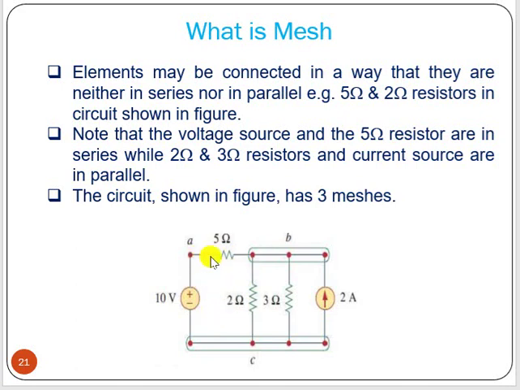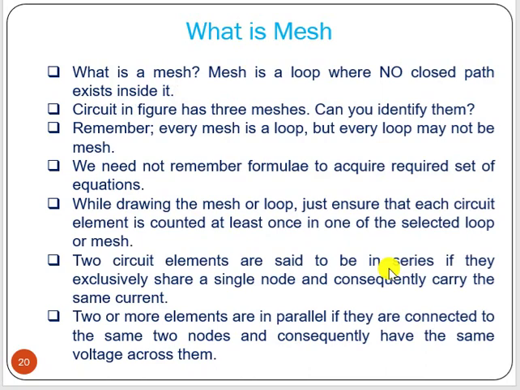Inside this mesh there is no other loop. We cannot take A, B, 5 ohm resistor, 3 ohm resistor and then the voltage source as a whole as a mesh. Why? Because it contains another loop inside. But if we take this one, it doesn't have any loop inside. If you take this loop, this is again a mesh with no loop inside, and this one too. So a mesh is nothing but a loop where no closed path exists inside it. That is the main point.